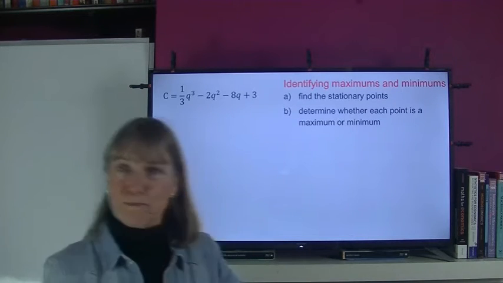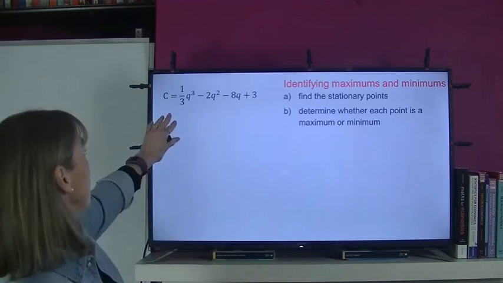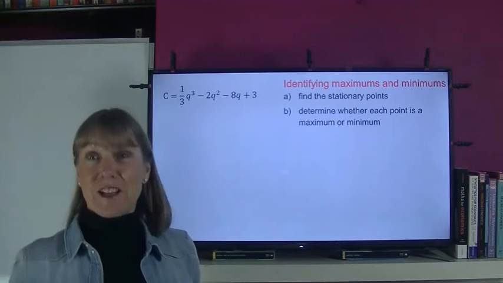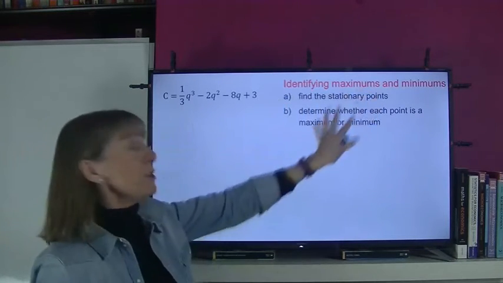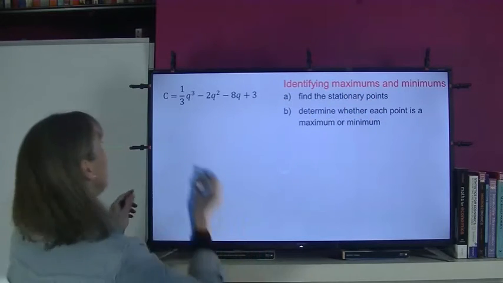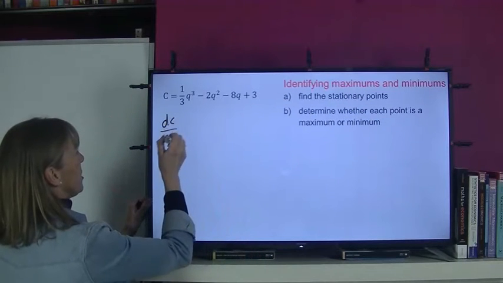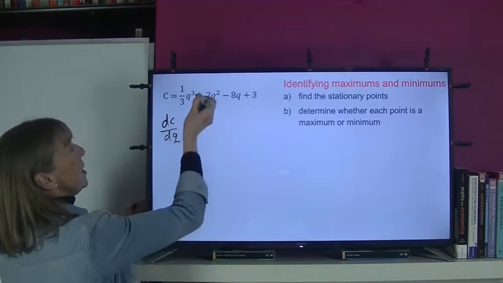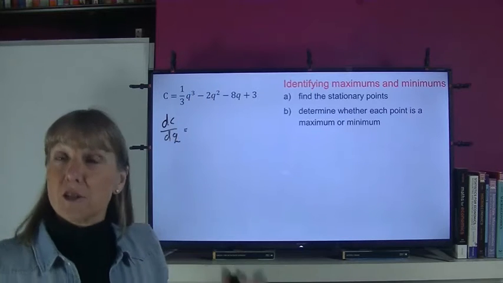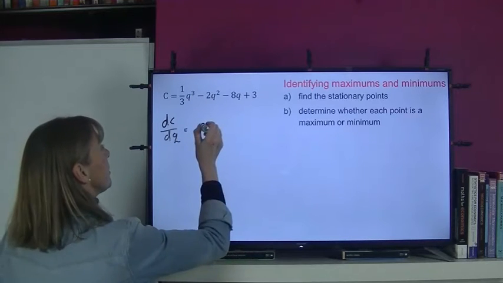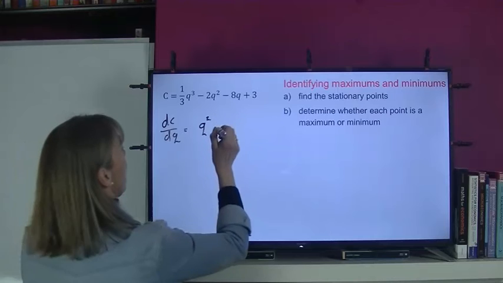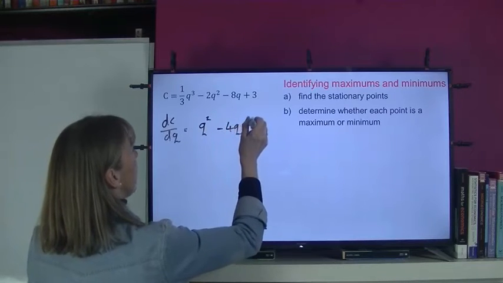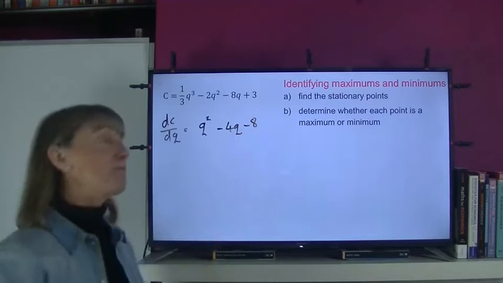So let's do a second one. Make sure that wasn't a fluke. So we've got a cost function, a nonsensical cost function. Let's differentiate it because we want to find the stationary points and find again if they're maximum minimum points. So here's us differentiating dq. So 3 times a third is 1. So it's just q squared. We don't bother to write 1. Minus 4q minus 8. So there's our derivative.